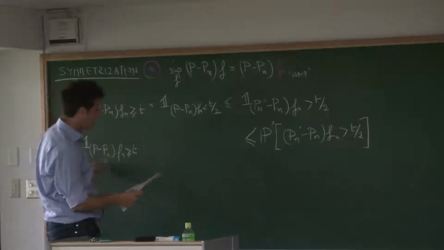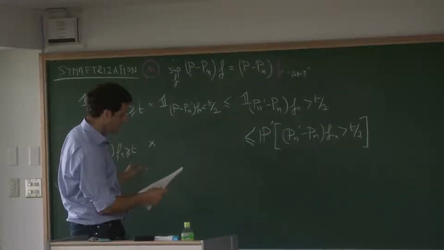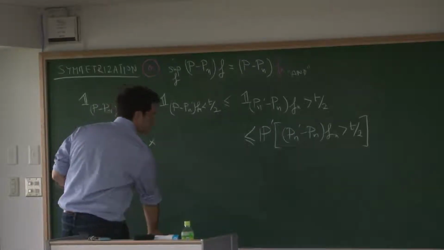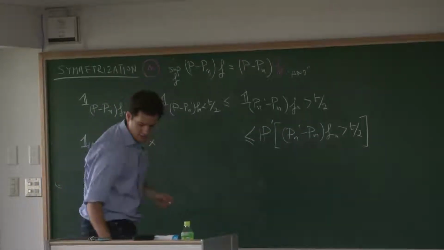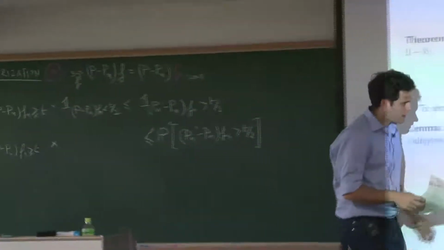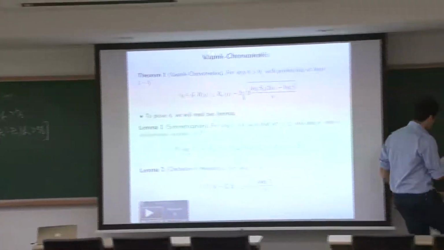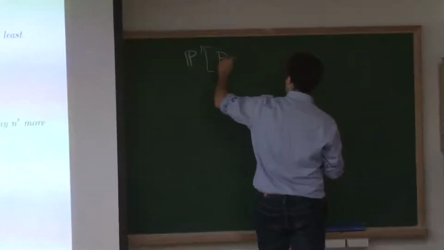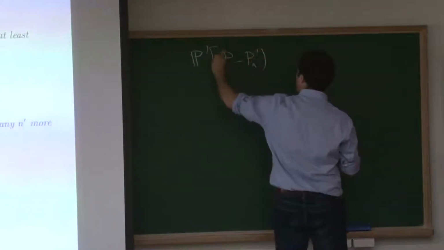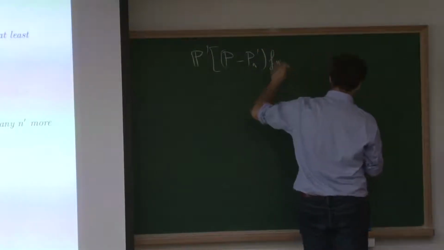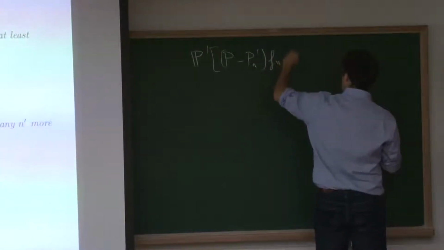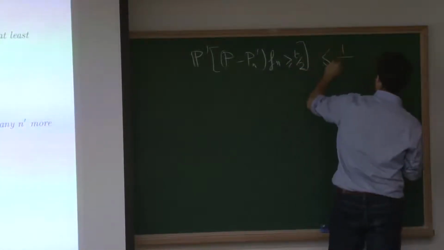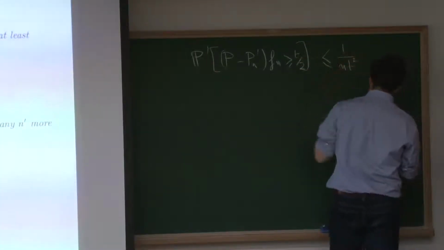Oh sorry, I went a bit far. I went a bit too fast. I wanted to show you this. So I would write it here. What we get here is that the probability of P minus Pn prime of Fn is bigger than T divided by 2 is smaller than 1 divided by nt squared. Okay?